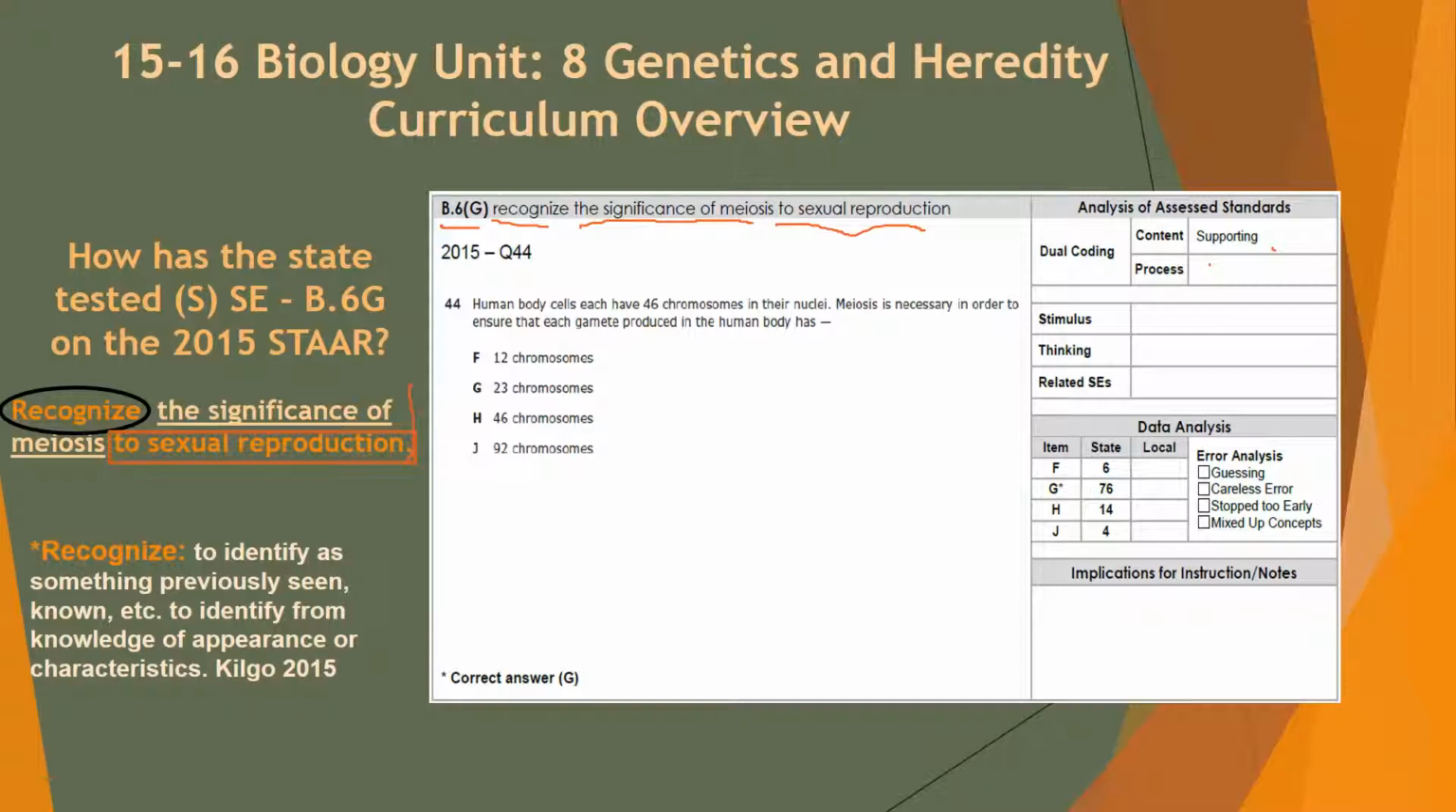And here the students will have to read this question, look at the number of chromosomes in a nuclei, and understand that meiosis produces sex cells or gametes with half the number, and so the answer here would be 23 chromosomes.